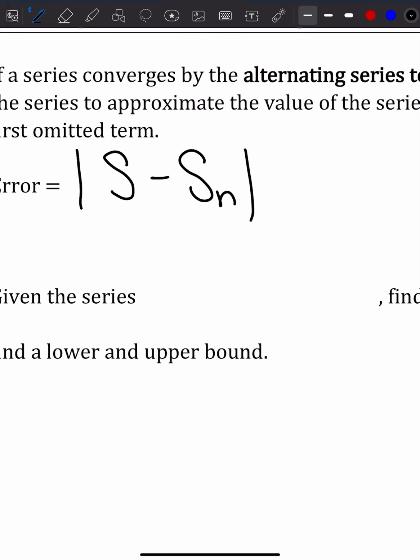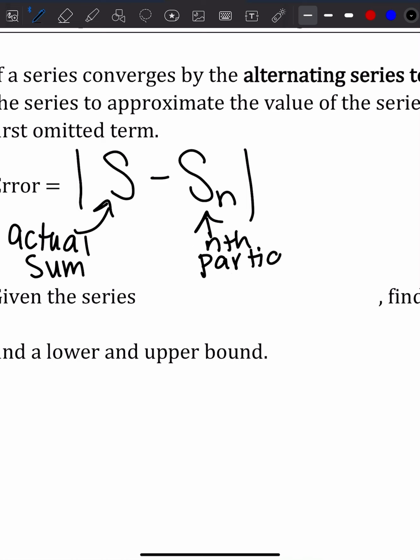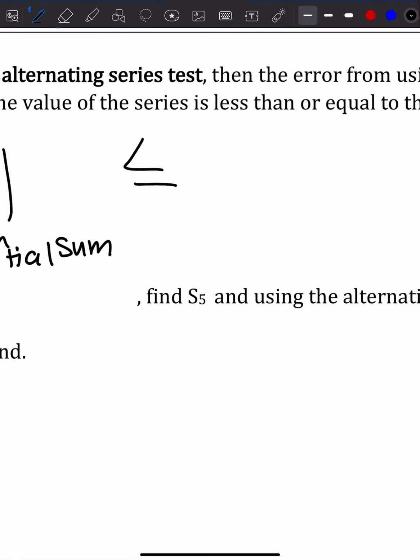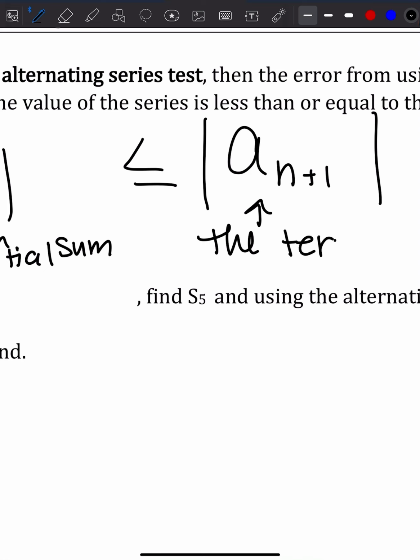minus S sub n. And if we remember from before, this is the actual sum minus the partial sum, so the nth partial sum. And this is going to be less than or equal to the absolute value of a sub n plus 1. And this is whatever the next term would have been. So whatever your nth partial sum, the next term.